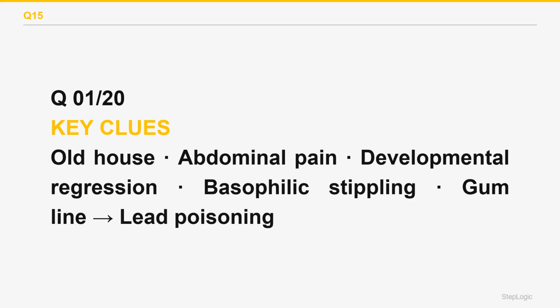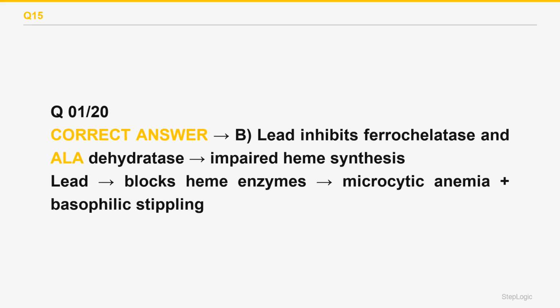Lead inhibits two key enzymes of the heme pathway, ALA dehydratase and ferrochelatase, the enzyme that inserts iron into protoporphyrin in the final step. Blocking these causes a microcytic anemia, and the buildup of protoporphyrin and disrupted RNA degradation produces the characteristic basophilic stippling on the smear. Lead also causes the neurologic features, irritability, developmental regression, and cognitive impairment, plus abdominal pain and the lead line on the gums. The correct answer is B.